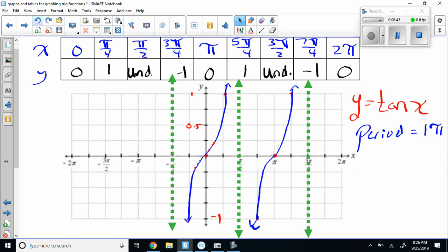All right. Any questions on this? Do you see how I drew the asymptotes? How it made drawing the tangent a little bit easier? So the first thing, if I ever got to a tangent graph, the first thing I would be doing is, where is it undefined? Because I'd be drawing those asymptotes first. Then it's a matter of what does it look like, right? Okay. Any questions on this?